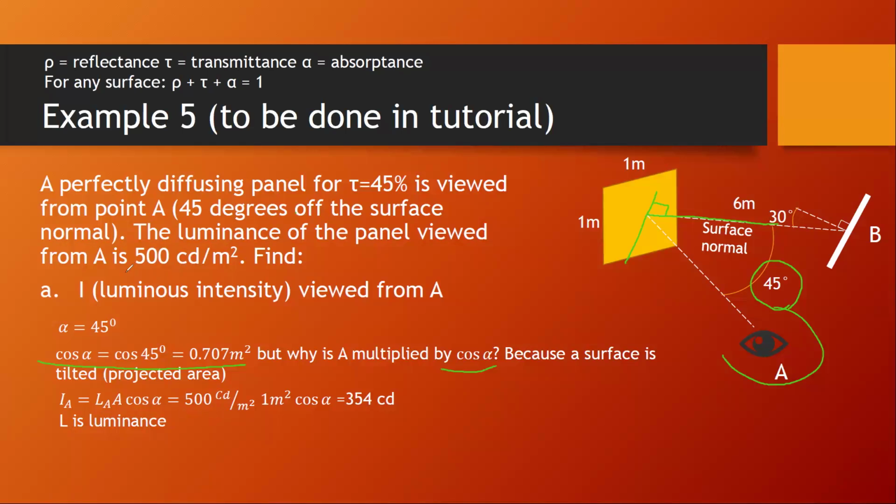The rest of it, again, you have everything from the question. Just plug all those numbers in. You have the surface, you have cos alpha. Plug everything in, you will have 354 candela. It's too important to forget what that cos alpha is. That's the first question.